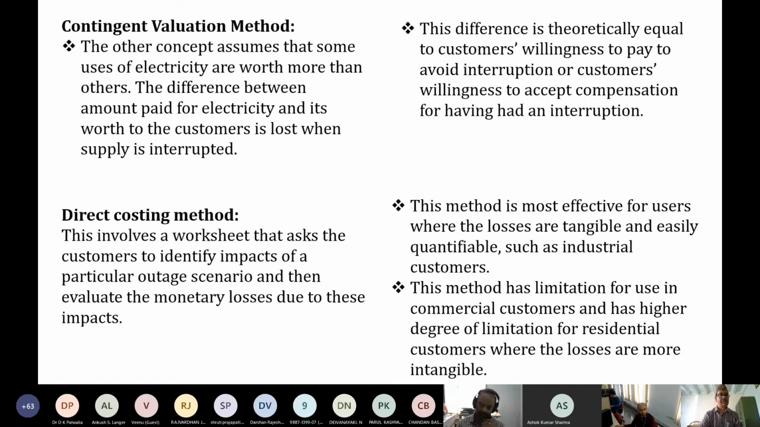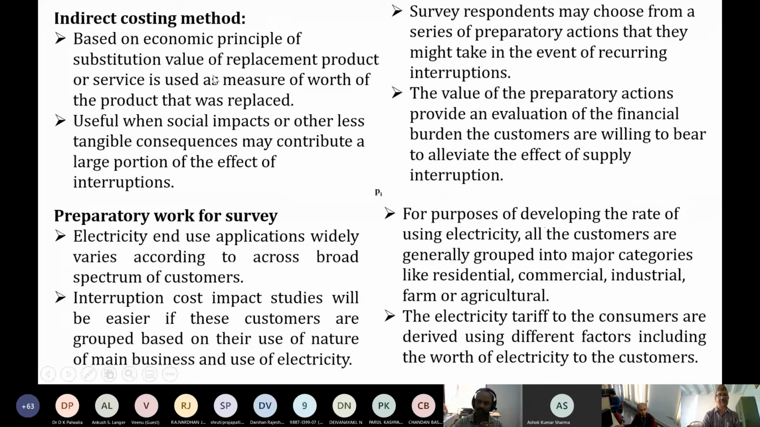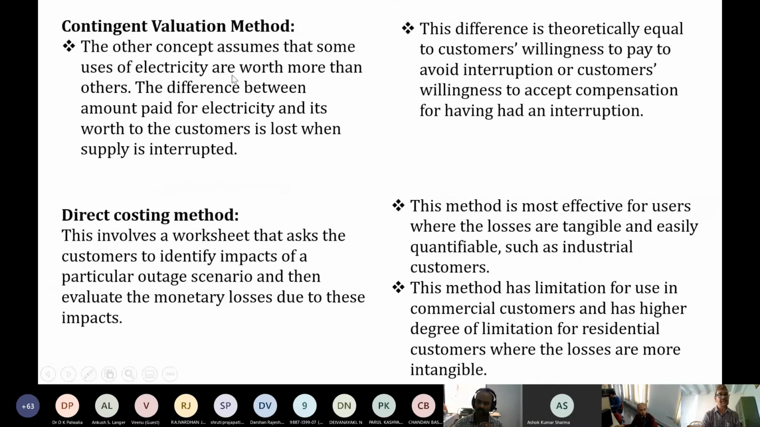The other concept assumes that some uses of electricity are worth more than others. The difference between the amount paid for the electricity and its worth to the customer is lost when supply is interrupted. So we need to know this difference, which is theoretically equal to the customer's willingness to pay to avoid interruption, or the customer's willingness to accept compensation for having had an interruption.